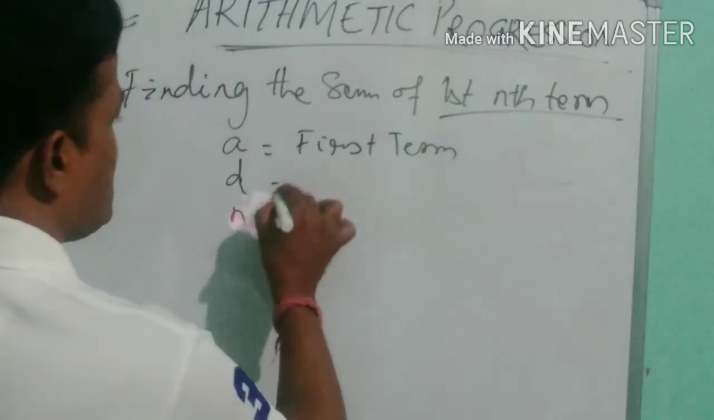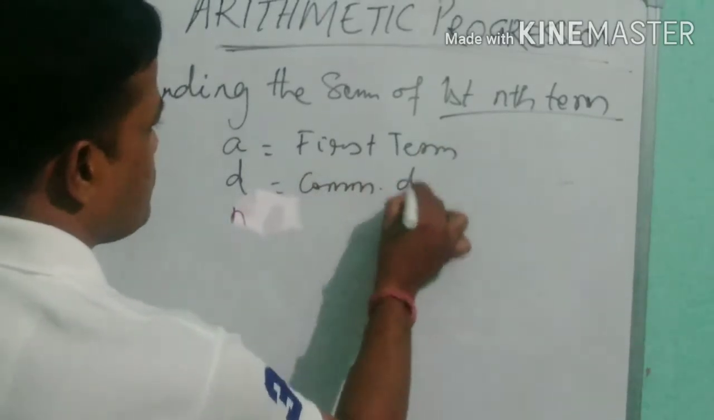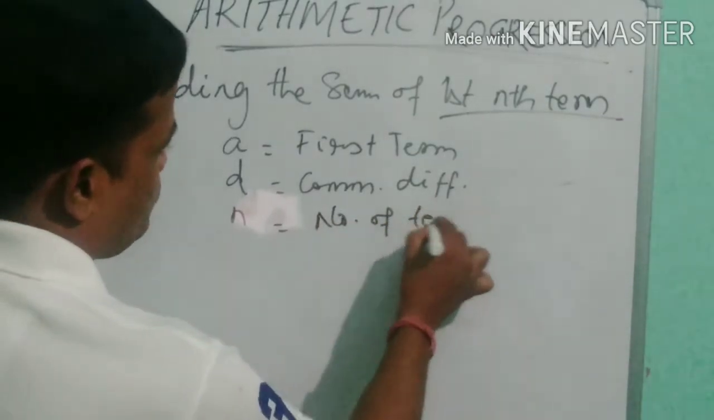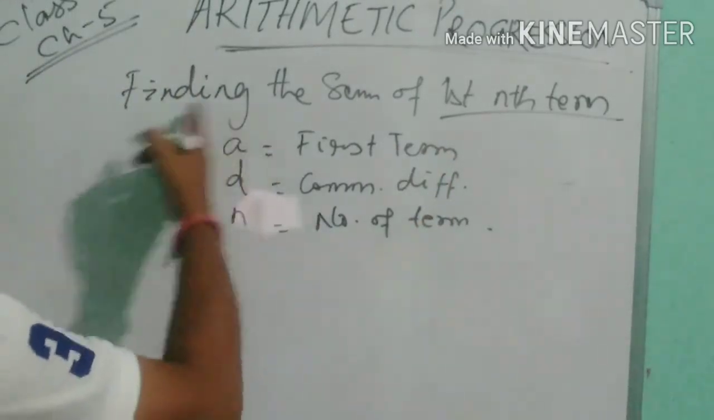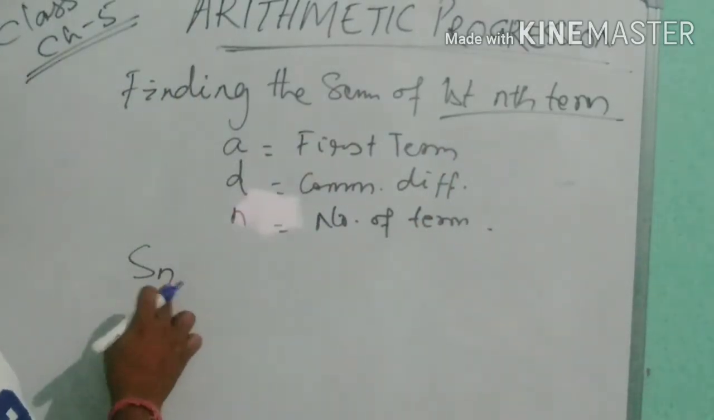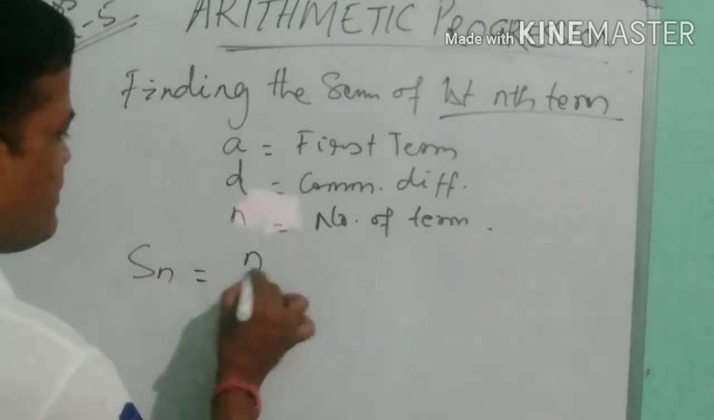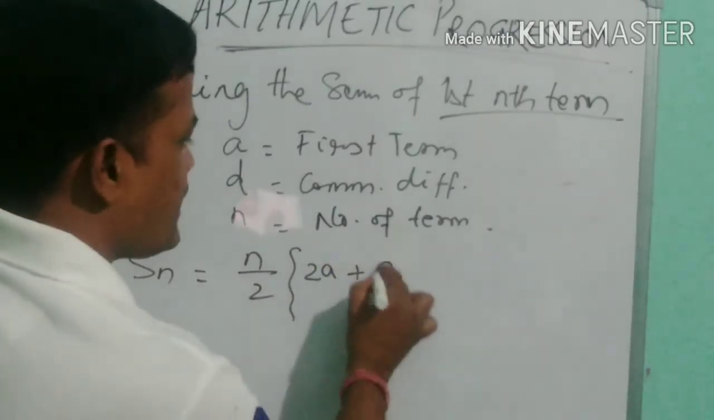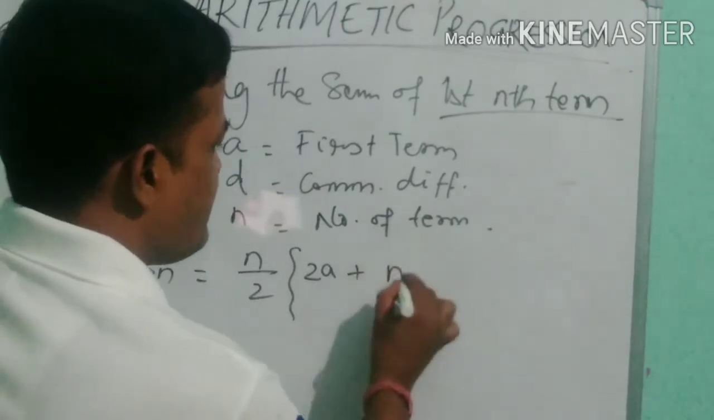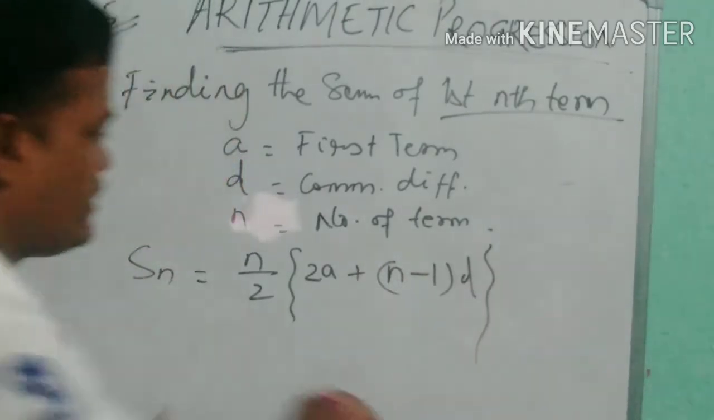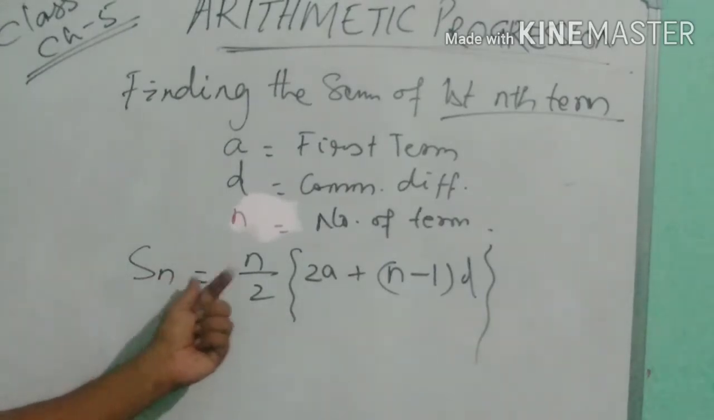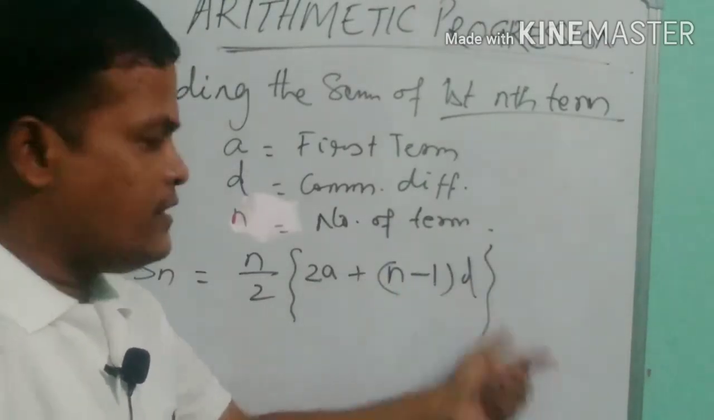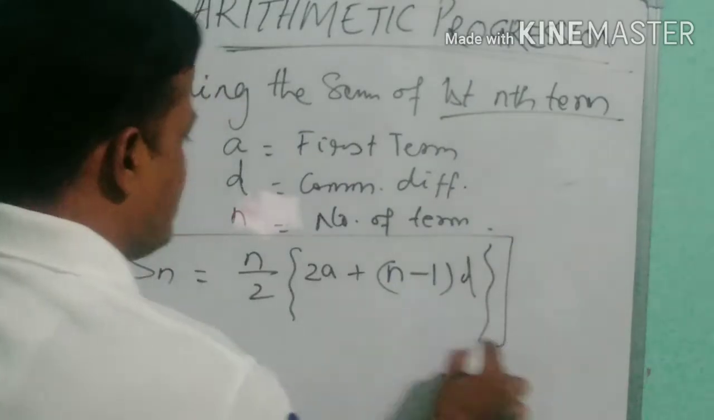Then we have to find the sum of n terms. We can write Sn equals n by 2 times (2a plus (n minus 1) d), where 2a is two times the first term. Friends, this is the formula: Sn = n/2 [2a + (n minus 1) d]. This is called the sum of the nth term of an AP.